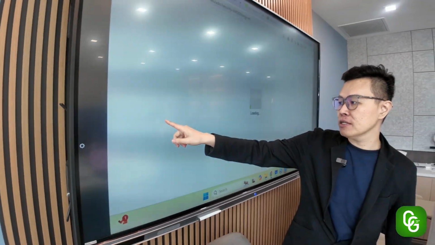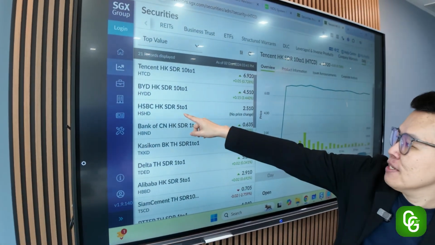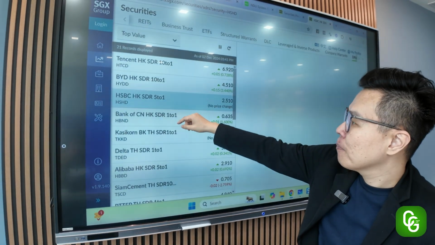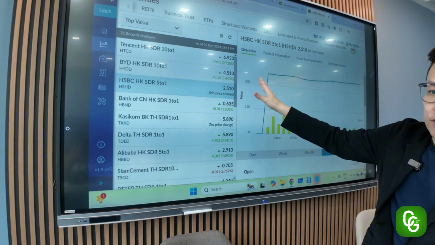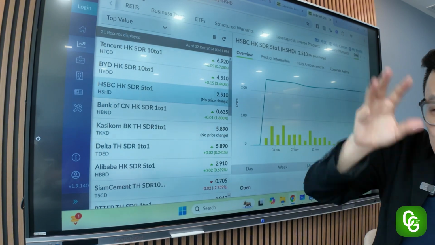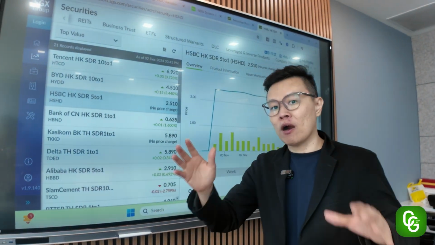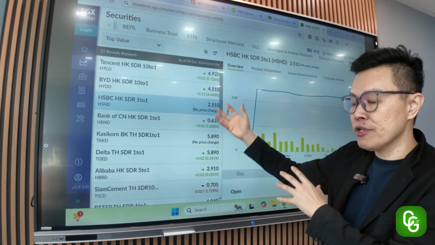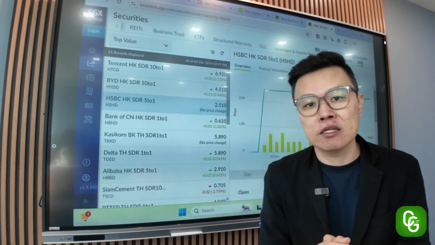Of course, BYD is the other one, and then followed by HSBC. HSBC is also one of the popular banks listed in Hong Kong. Right now you can purchase in Sing dollars, and the dividends they will pay you through your account. If you are using a normal trading account linked to CDP, then the dividend will be paid through CDP into your registered bank in your CDP.